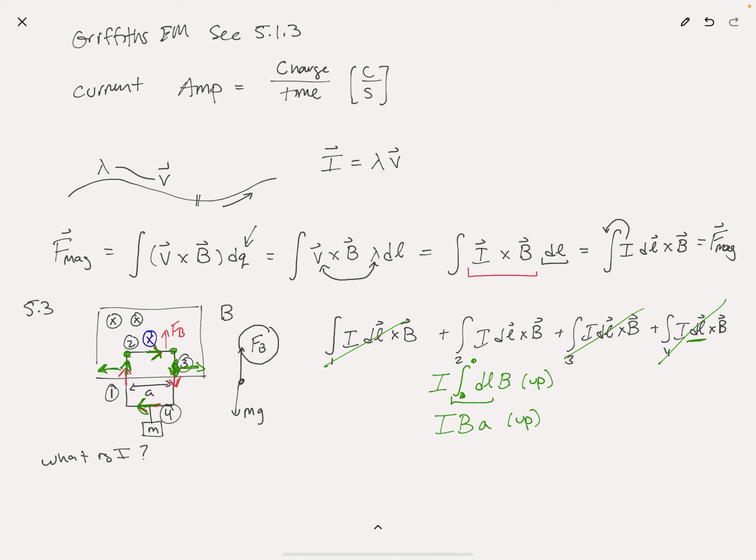Therefore, the only surviving component that we have is this force IBA, and if this is going to be a stationary mass that starts at rest, that means that these two forces must be equal to each other, IBA, and therefore the current that flows through this wire must be related to mg over AB. And as you can probably guess, if you had a bigger mass, you would need to run a bigger current to hold that thing up.